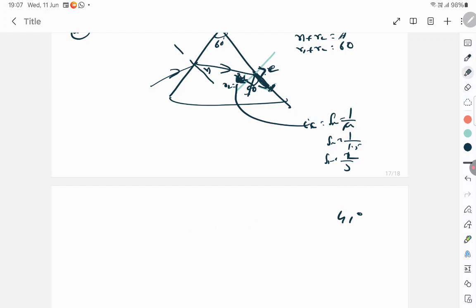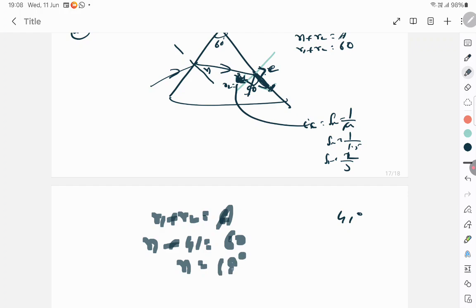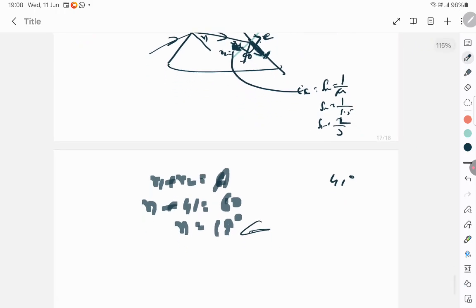Once you know this is 41 degrees, substitute in r1 plus r2. r1 plus r2 is equal to A, which is 60 degrees. r1 plus 41 is equal to 60. So r1 itself is 60 minus 41. 60 minus 41, can I say is 19 degrees? And that's about it. r1 itself is 19 degrees.